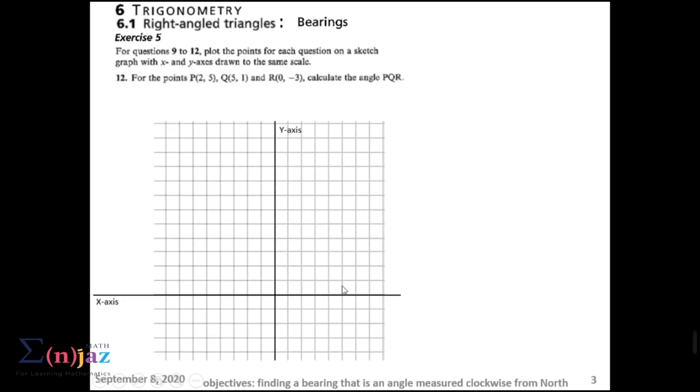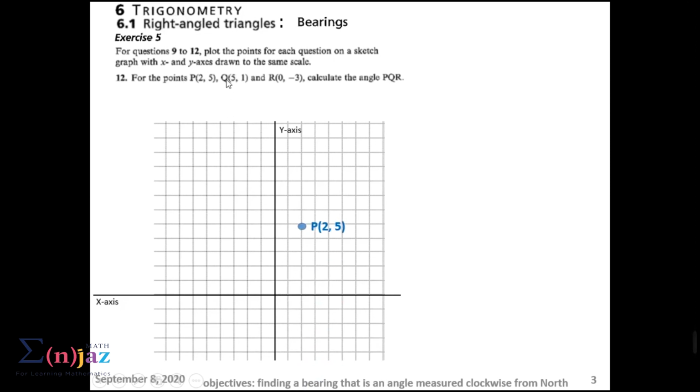Horizontal x-axis, and vertical on it the y-axis. Let's start with plotting the point (2, 5). So you start at the origin, you move towards the right 2 units and then up 5 units, and this is the plotting of P.